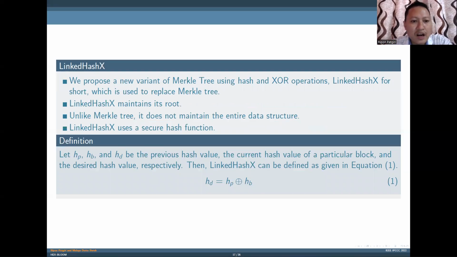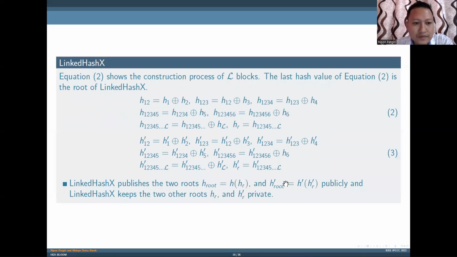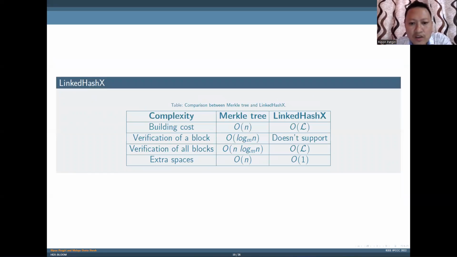Linked HashX. We propose a new variant of Merkle tree using hash and XOR operation, linked HashX for short, which is used to replace Merkle tree. Linked HashX maintains its root. Unlike Merkle tree, it doesn't maintain the entire data structure. Linked HashX uses secure hash function. So it is an elaboration of equation 1. Linked HashX publishes two roots, H root and H dash root, publicly, and it keeps HR and HR dash as private.